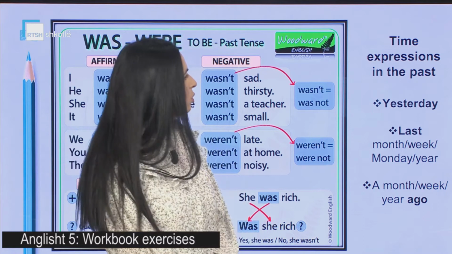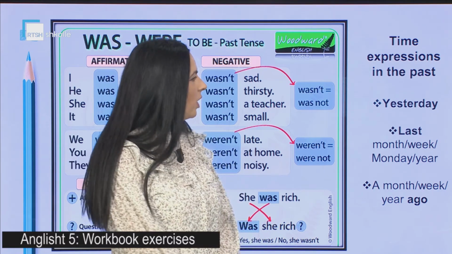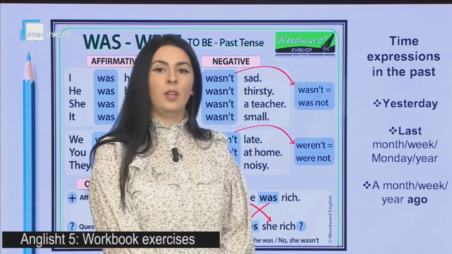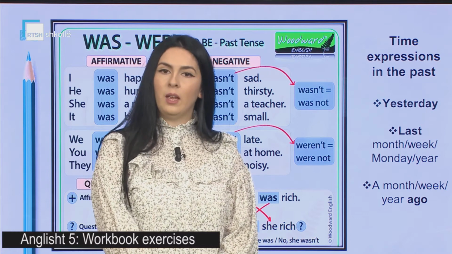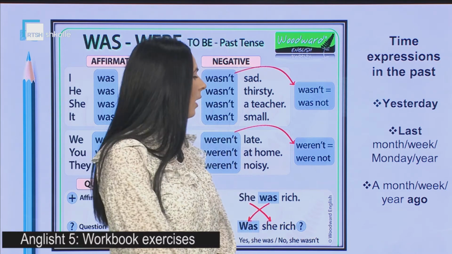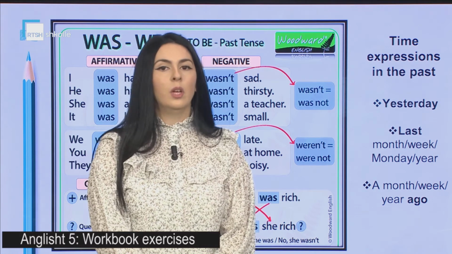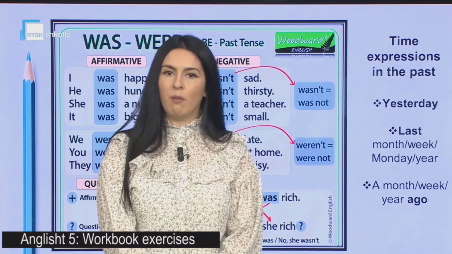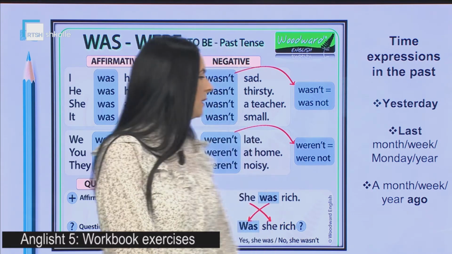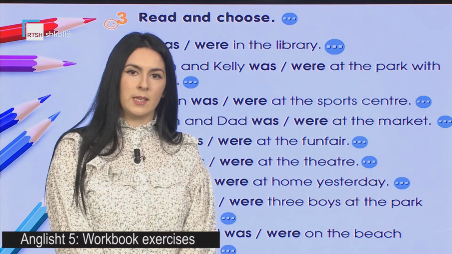We should also remember to use time expressions related to the past, which are yesterday, last week, month, Monday, year, etc., and a month, a week, a year ago. So this was a brief revision of the verb to be in past simple tense. Now let's continue with the exercises.